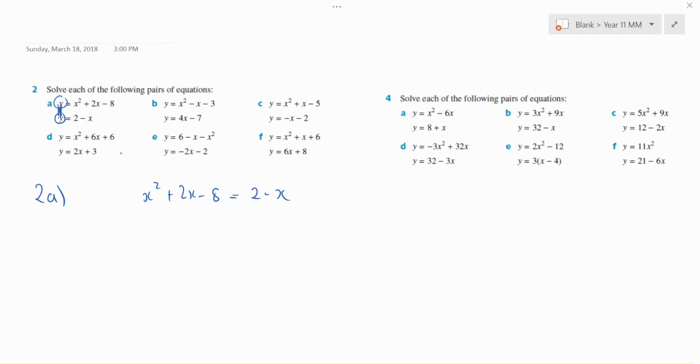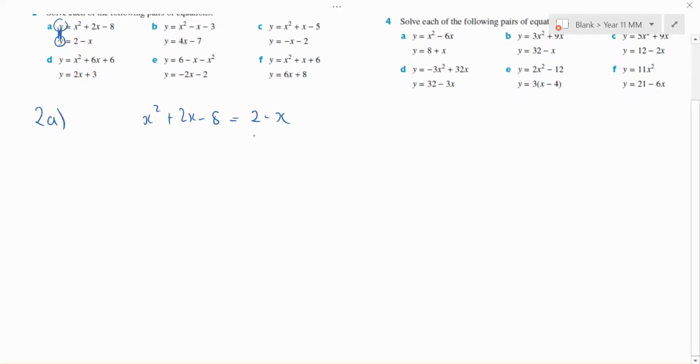So in this particular case, you can solve it manually. Let's add x on both sides. So you get x squared plus 3x minus 8 equals 2, and then minus 2 on both sides, and you get 0 equals x squared plus 3x minus 10. Just in case you didn't keep up, I said plus x because that's a minus x, so add x on both sides. 2x plus x gives you 3x, and over here that's a positive 2, so minus 2 on both sides is the inverse. 2 minus 2 cancels out to be 0, and negative 8 minus 2 is negative 10.